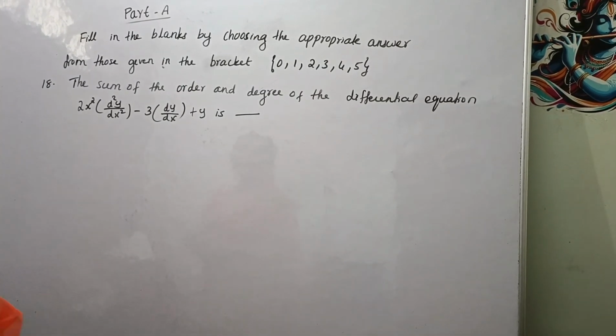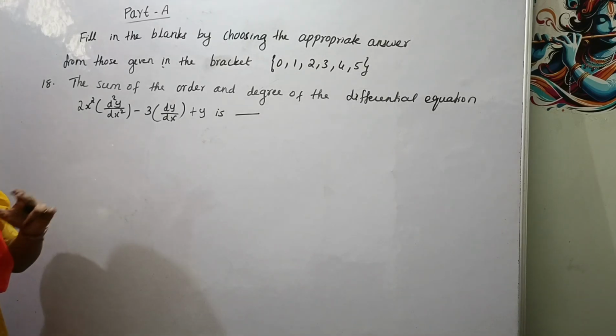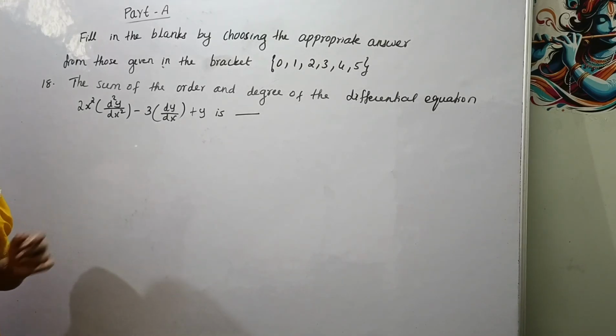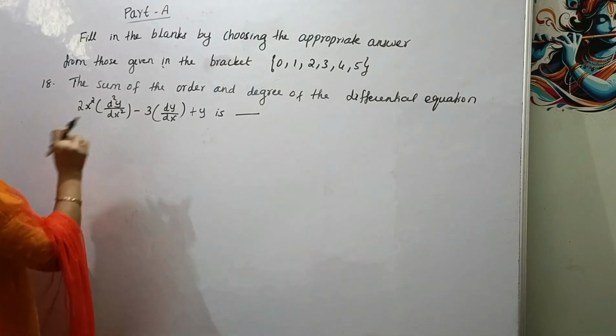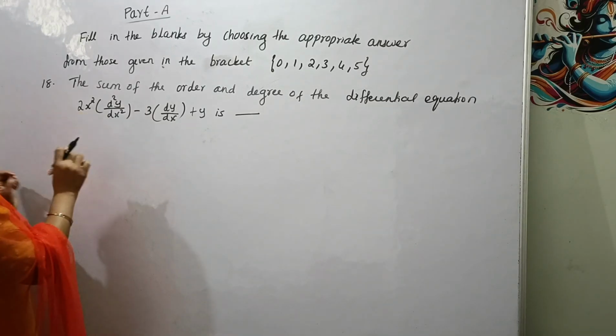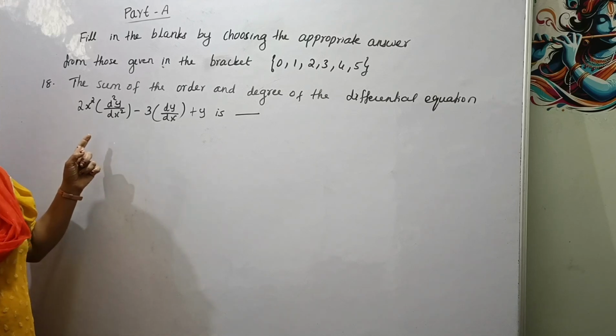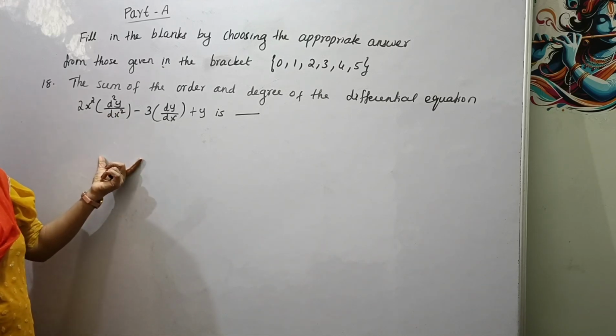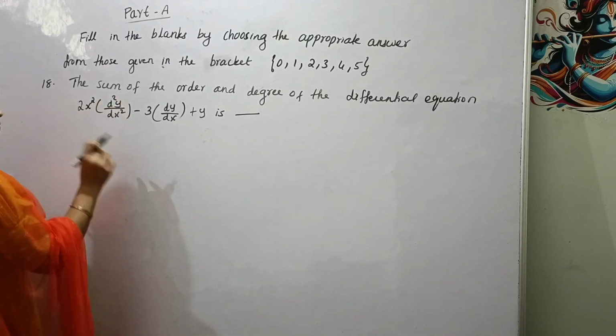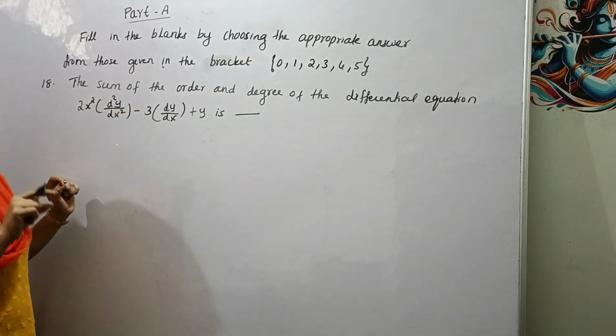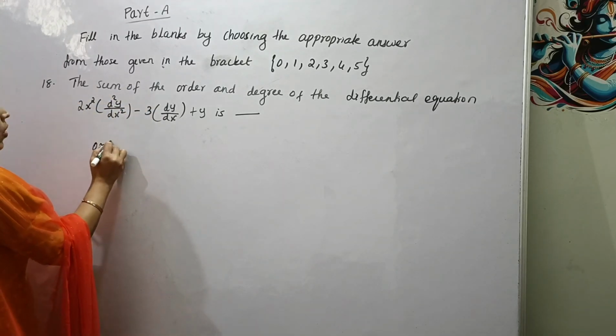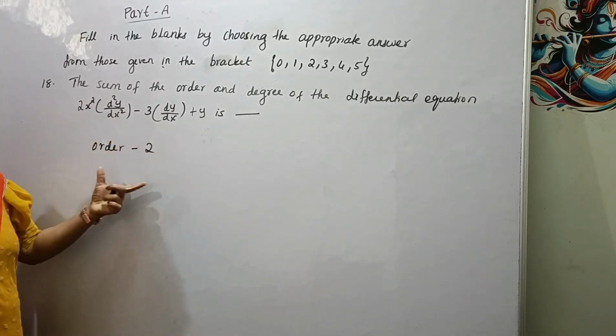The sum of the order and degree of the differential equation 2x square into d square y by dx square minus 3 into dy by dx plus y is dash. First of all, let's find order and degree of the differential equation separately. Here it is the given differential equation, and d square y by dx square is the highest order derivative of this differential equation, right? So therefore order of this differential equation is 2.